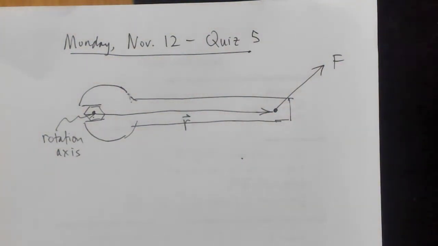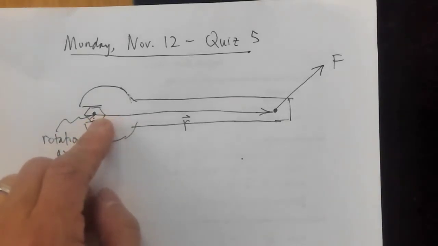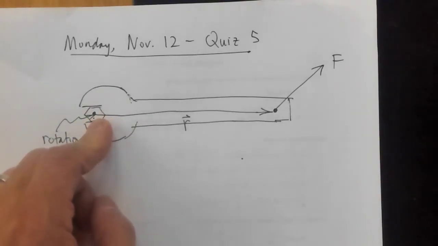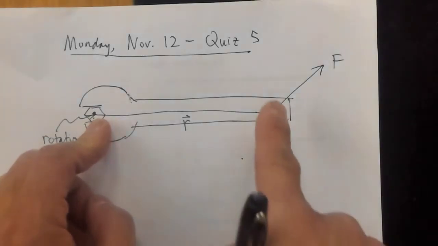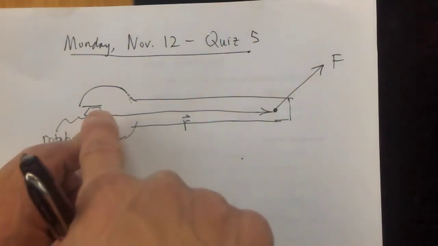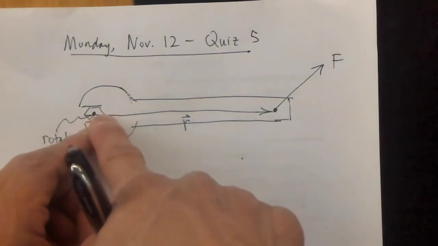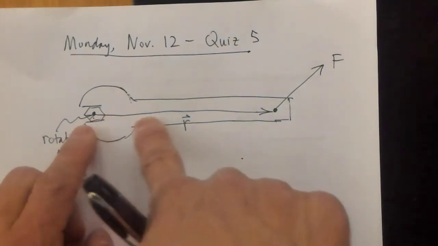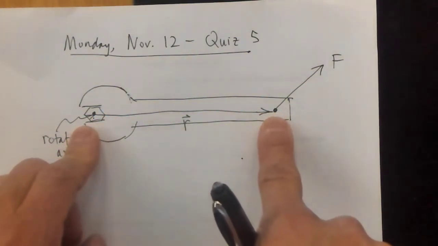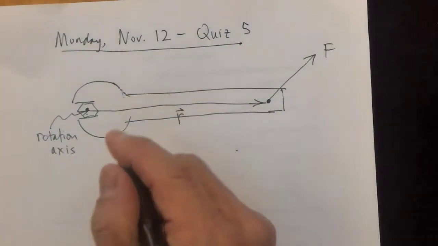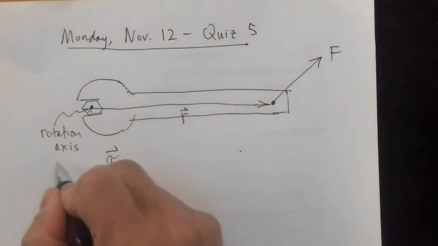Okay? So the first thing with torque, you've got to know where is the rotation axis, and then where is the force acting, and then this lever arm vector, this R vector that goes from the rotation axis to where the force acts. Okay. So then the torque, tau, this is the torque.